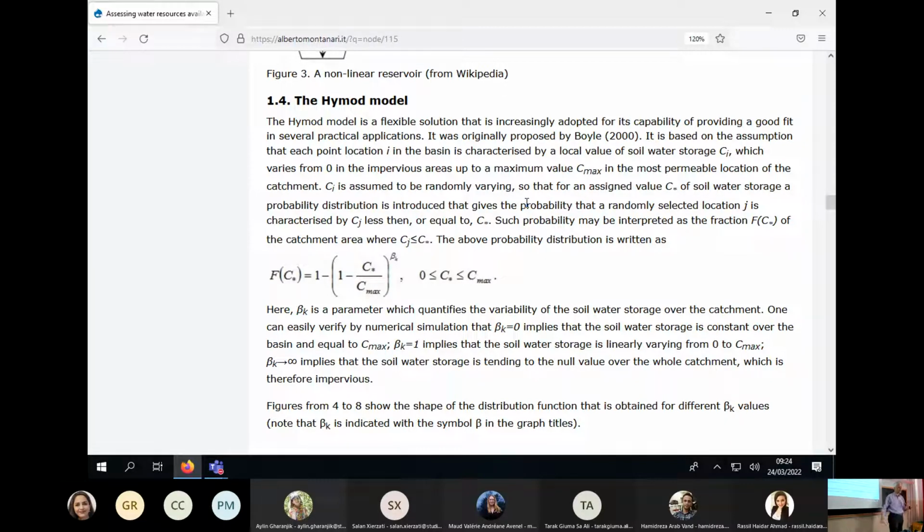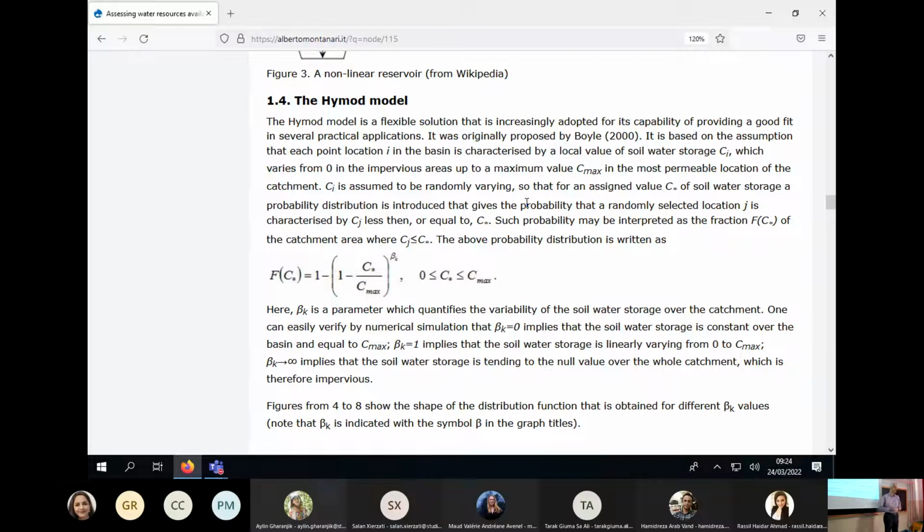IMOD is a very nice, interesting idea to describe the spatial variability of the water storage within the catchment. The idea is to describe the spatial variability of storage in a statistical way. So we are not describing where we have a given value of potential water storage, which I also call soil storage capacity. We aim to describe the fraction of the catchment that has a water storage lower than a given value.